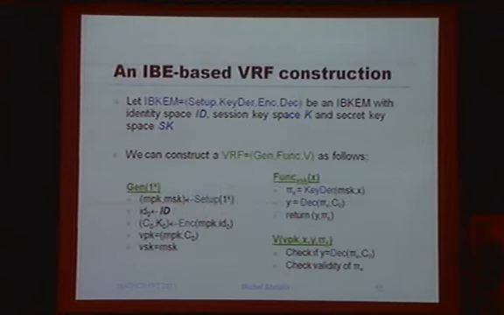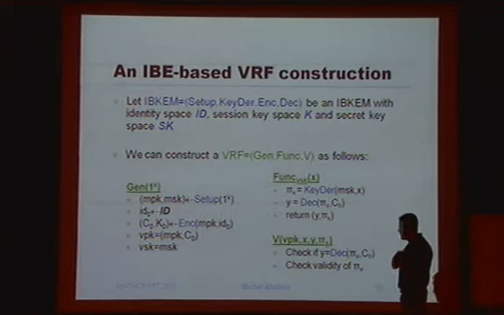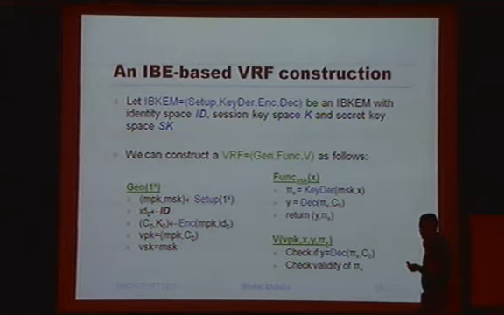Excuse me, so pi x is the ID? Yeah, because it is the ID in the IBE scheme. And pi x is the secret key corresponding to the ID? Exactly. So it is exactly what we saw.